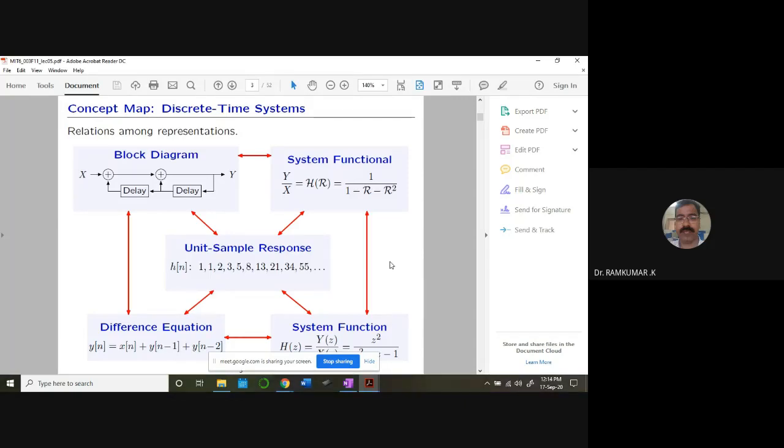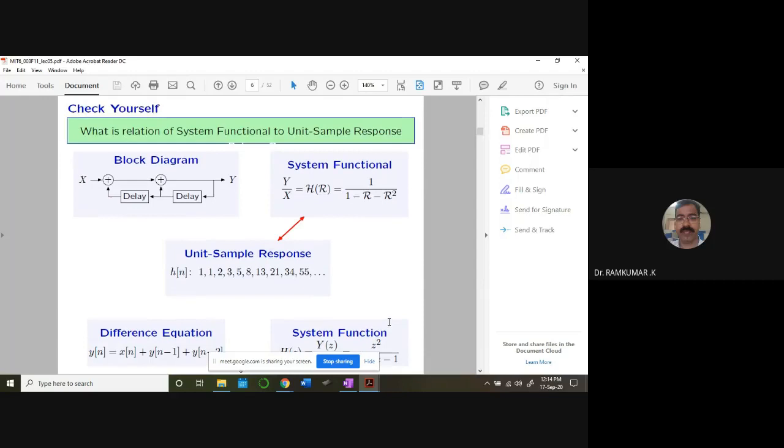Any other important point? Successive samples in the unit sample response, R plus plus. That one you have to clearly understand. Yeah, this is the key point. 1 by 1 minus r square. When you do the division operation here, whatever quotient you get, the coefficients of it are going to be 1, 1, 2, 3, 5 like that. And from that, in fact, you derive the corresponding system function, h of z. Let us understand that. See here, this is a key point. How these two are connected.